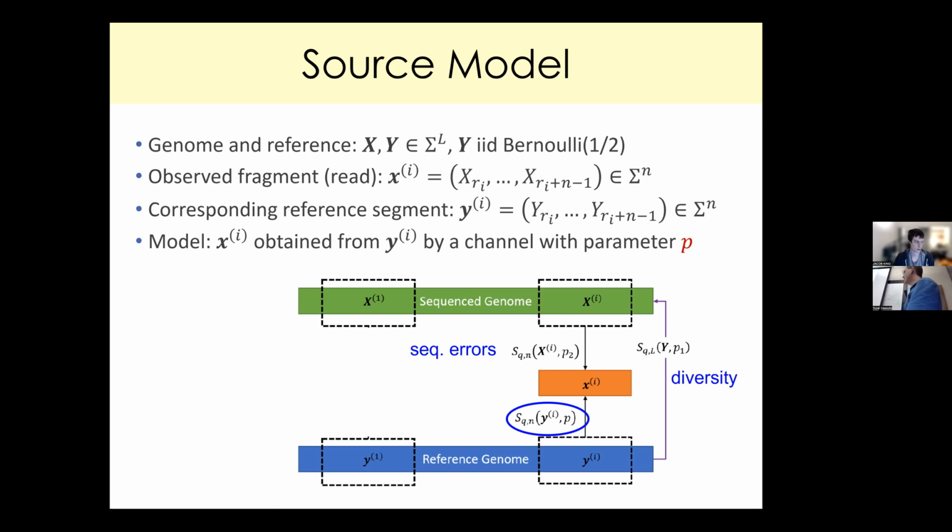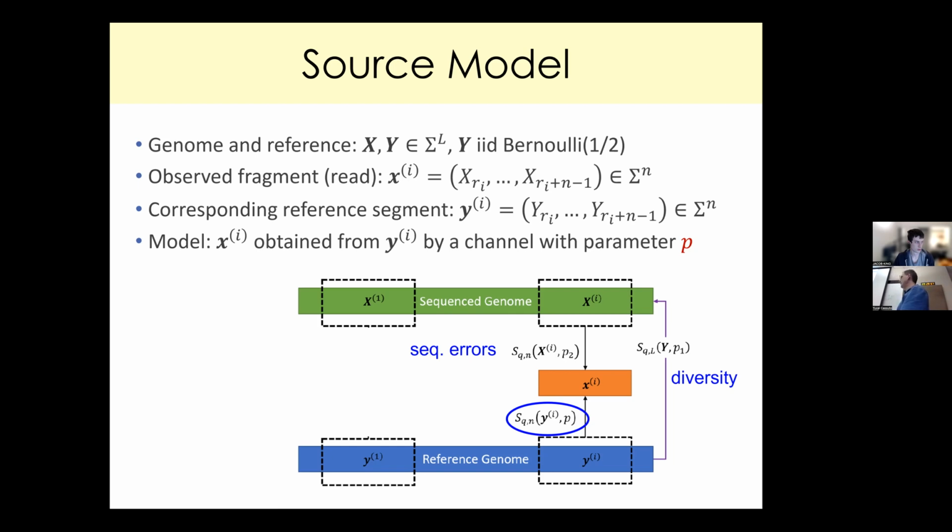Here you can see the justification. How do we get that? We can think about one channel with parameter p1 as the difference between the reference and this individual genome. And there's another channel for the sequencing errors themselves with parameter P2, and the combined operation is one equivalent channel of parameter P.